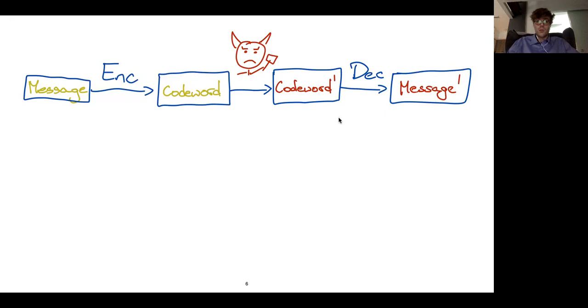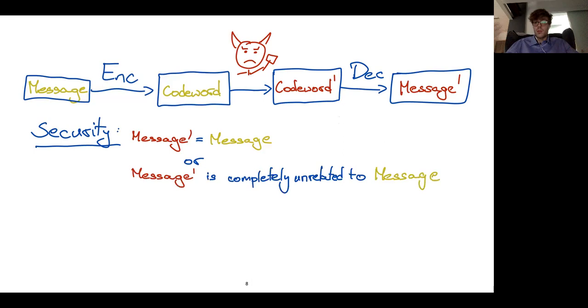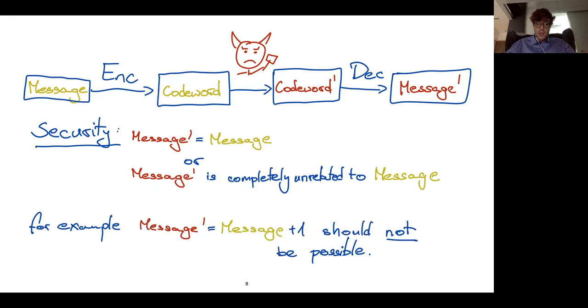Now, the question is how message and message prime are related. The security requires that either message prime is equal to the message, or if that's not going to happen, then we expect that message prime is completely unrelated to the message. In other words, either the adversary preserved the message or he overrode the code word and destroyed the message. In particular, the following example should not be possible. Changing the original message into message plus one should not be possible. So any partial information about the message should not be possible to preserve.